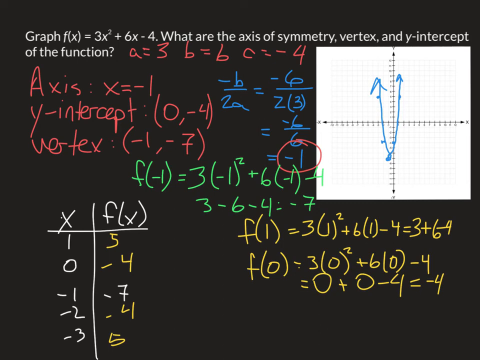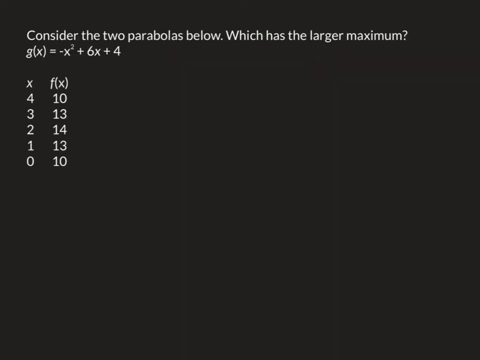Let's look at one more. Consider the two parabolas below here. Which one has the larger maximum of the two? So we need to figure out what the two maximums are for these parabolas, and then we will see which one's bigger. So in the function g of x is equal to negative x squared plus 6x minus 4, my a value, the number multiplied by x squared, is negative 1. B is equal to 6, and c is equal to negative 4.